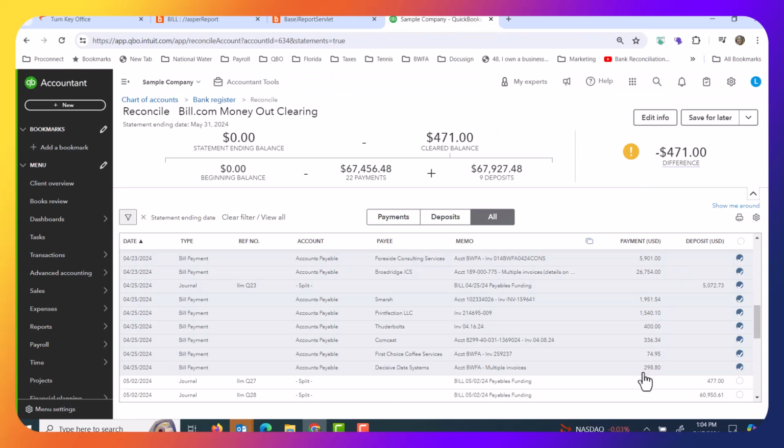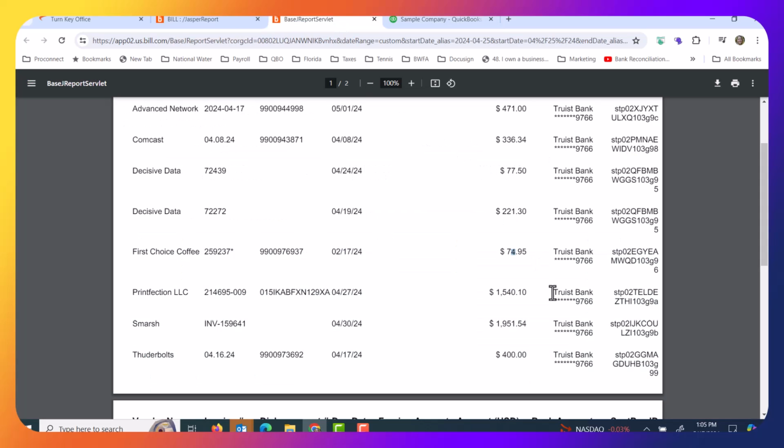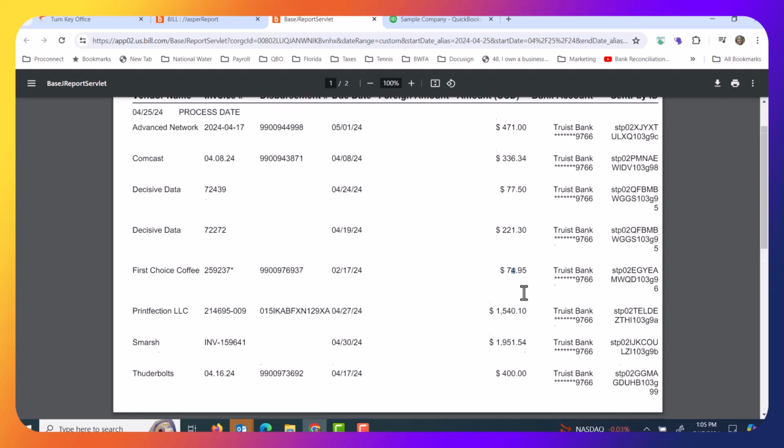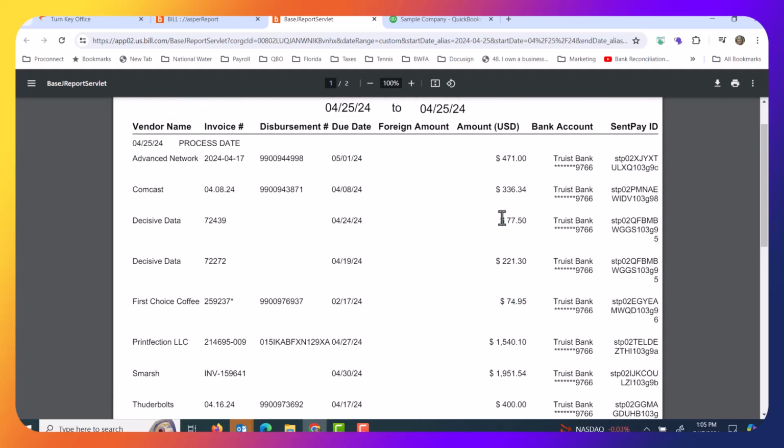And then we have this 298.80. That's multiple invoices. That sort of gives you a clue that you're going to have to do a little bit of adding here. With 298.80 are these two.